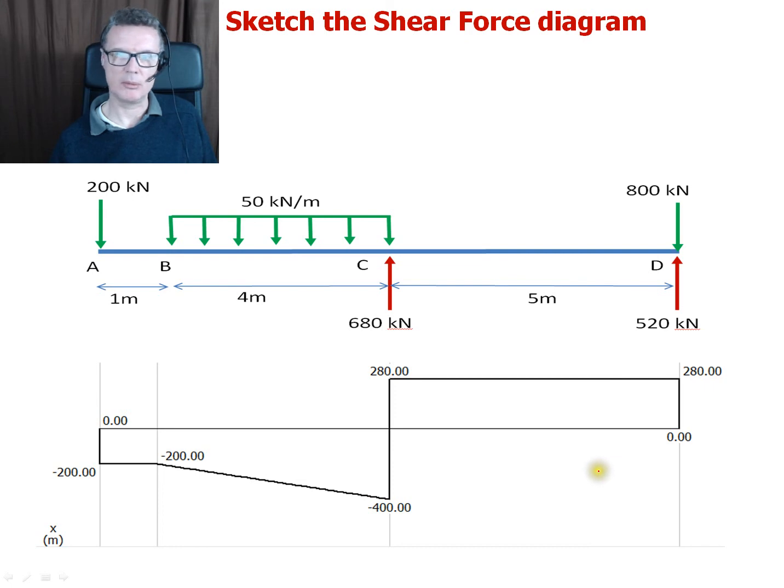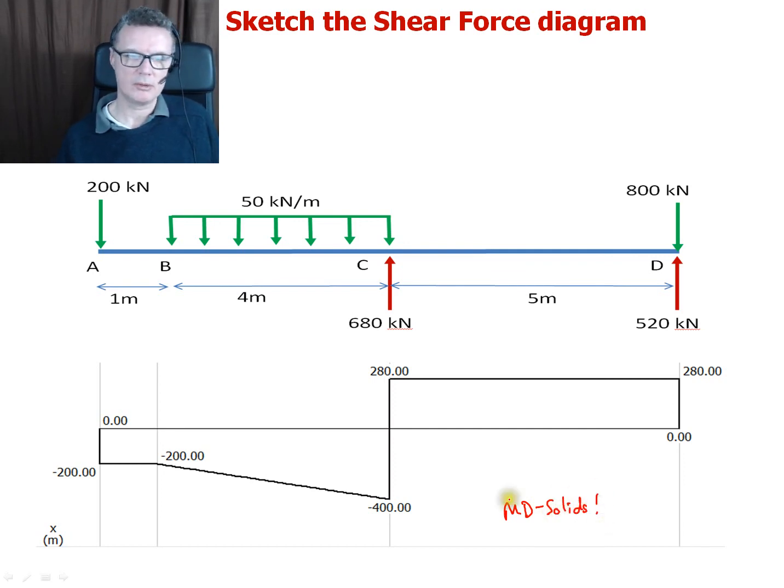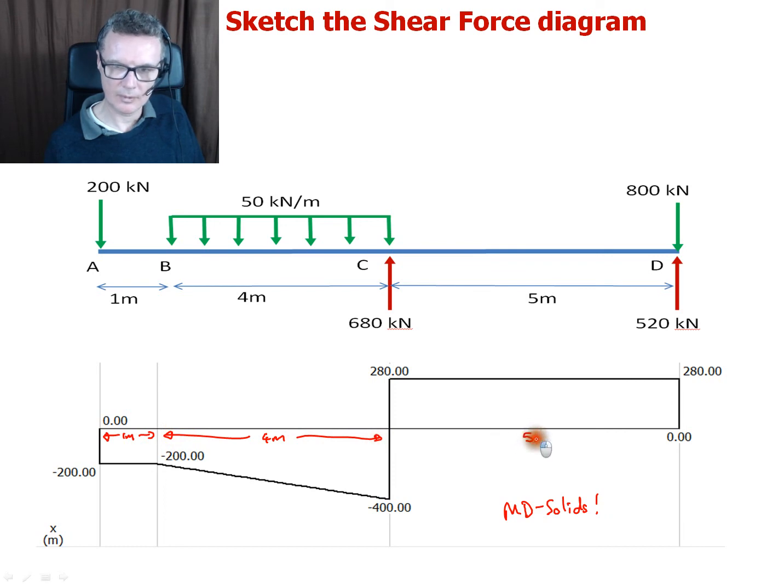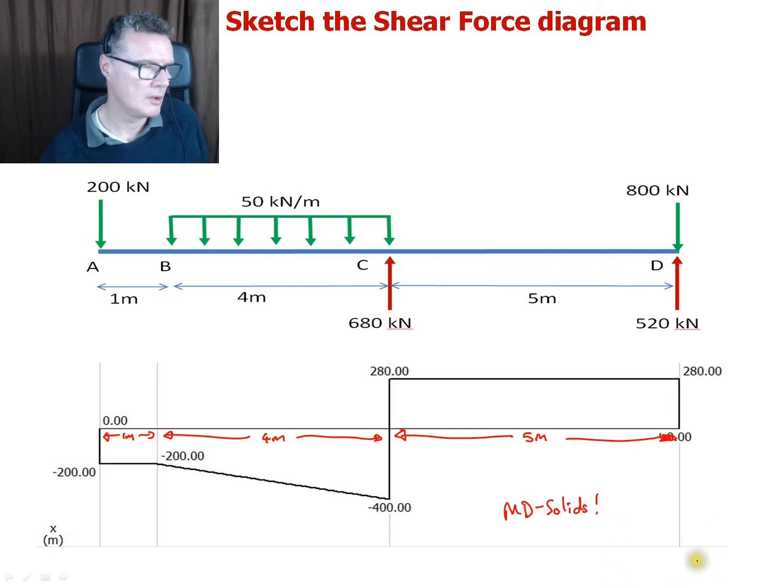And this is it done properly on MD Solids. Okay, so that's what we got: 1 meter, 4 meters worth, 5 meters worth. Labeled up any distances. Right, so you should have something like that for question 5.